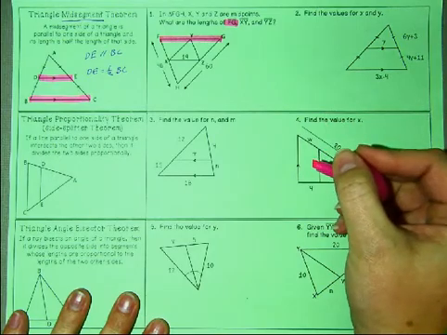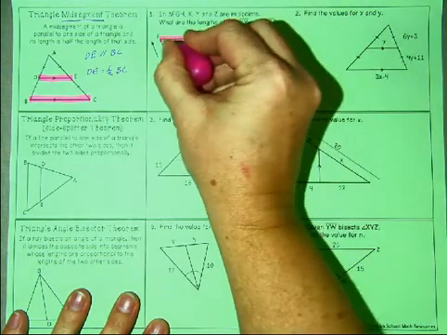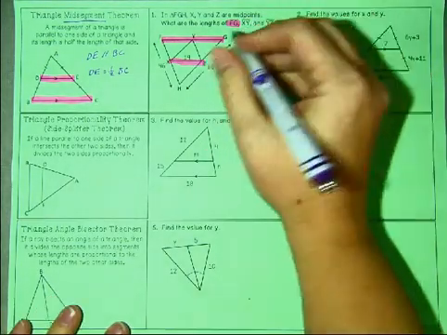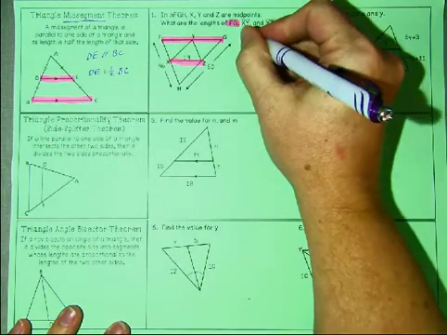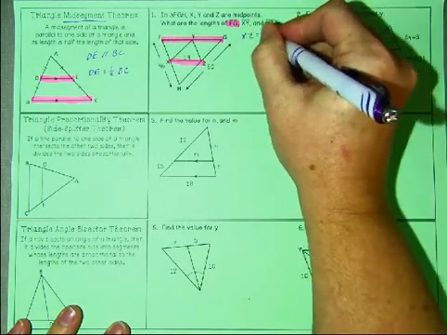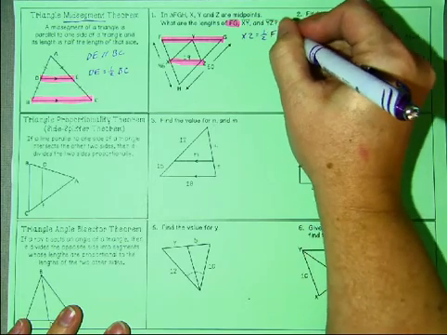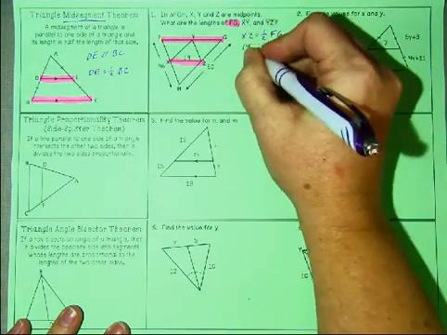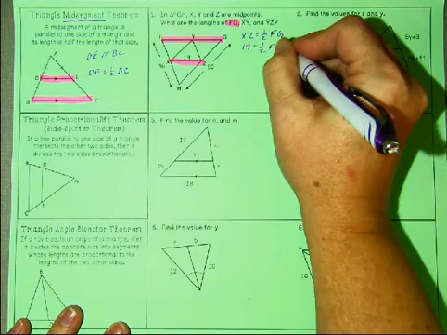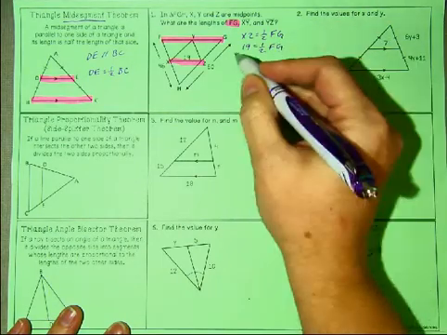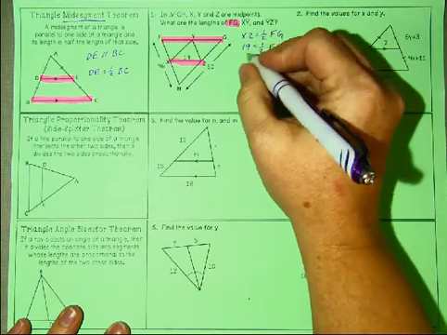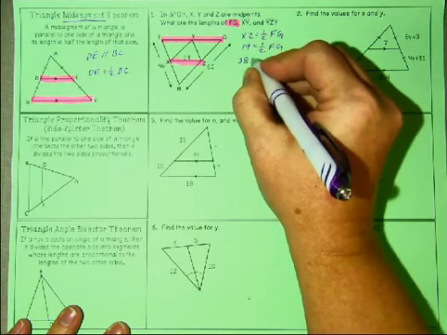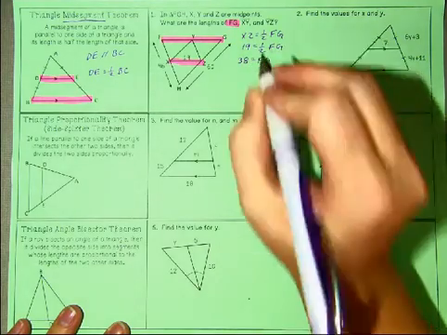So we want the side that is parallel to that. So that's going to be XZ. Okay, so XZ is actually the midsegment. So we're going to say XZ equals 1/2 of FG. And we're just going to plug in what we know. We know that XZ is 19, so that equals 1/2 of FG. So we're going to multiply by 2 on both sides so that we get FG by itself. So 2 times 19, we're going to end up with 38 equals FG. Okay?